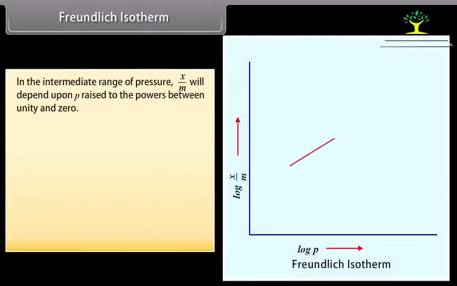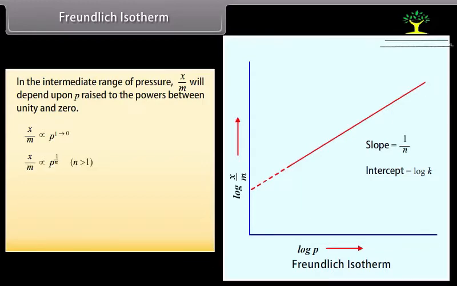Freundlich Isotherm. In the intermediate range of pressure, x/m will depend upon p raised to powers between unity and 0. This can be expressed as x/m ∝ p^(1 to 0), or x/m ∝ p^(1/n), where the value of n is greater than 1, or it can be written as x/m = k p^(1/n).